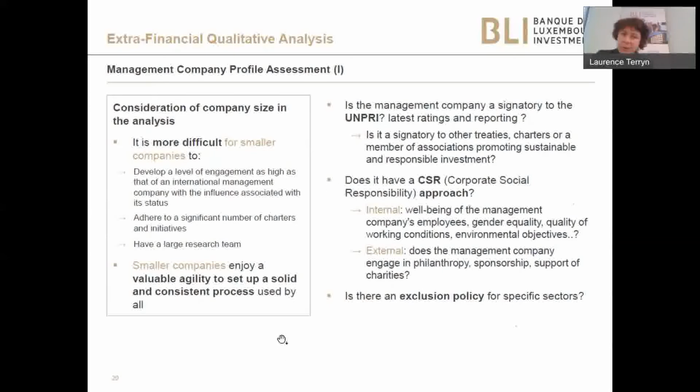We consider clearly the company size in our analysis. As you can imagine, the size, the level of tools, the quantity of tools, of resource can be quite different from one company to the other. For smaller company, it is more difficult to develop a high level of engagement. There is less resource, and their influence can be lower than a large international company. It is also more difficult, for time and money, to have a link to a large number of associations and charters, and they often have a smaller research team. But on the opposite, smaller company can be more flexible to adapt and innovate rapidly. We take that into account so as to be able to compare different level of implication.